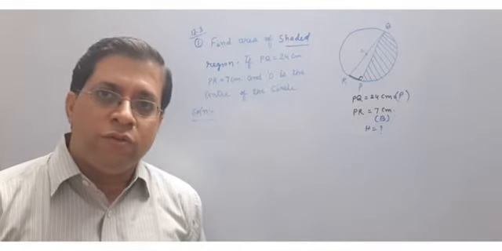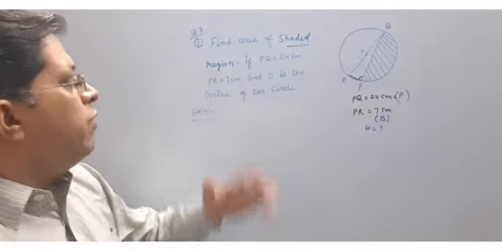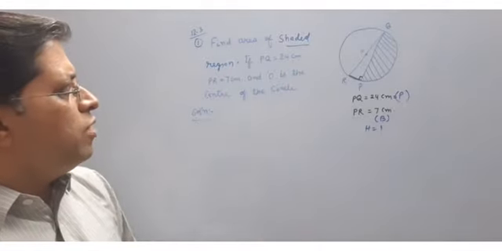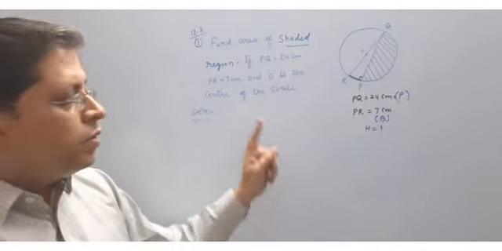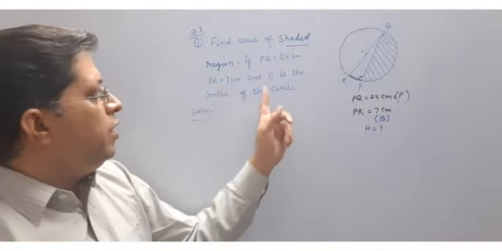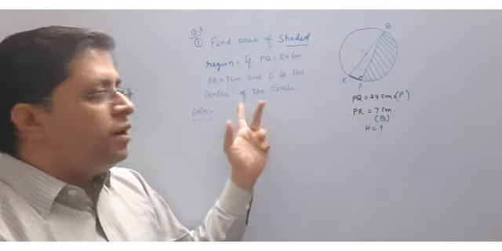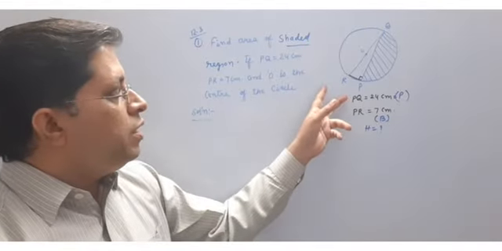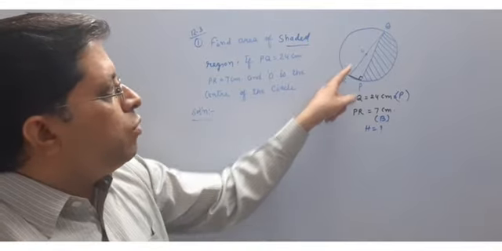Yes, come on, the next question. Next question is: find the area of the shaded region if PQ is given as 24 centimeter, PR is given as 7 centimeter, and O is the center of the circle. Here O is given as the center of the circle. Then see, PQ is given, this QR.